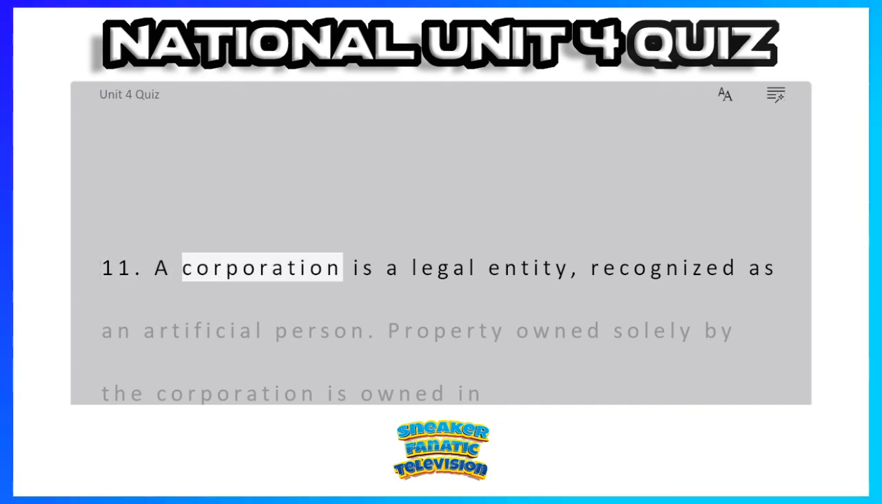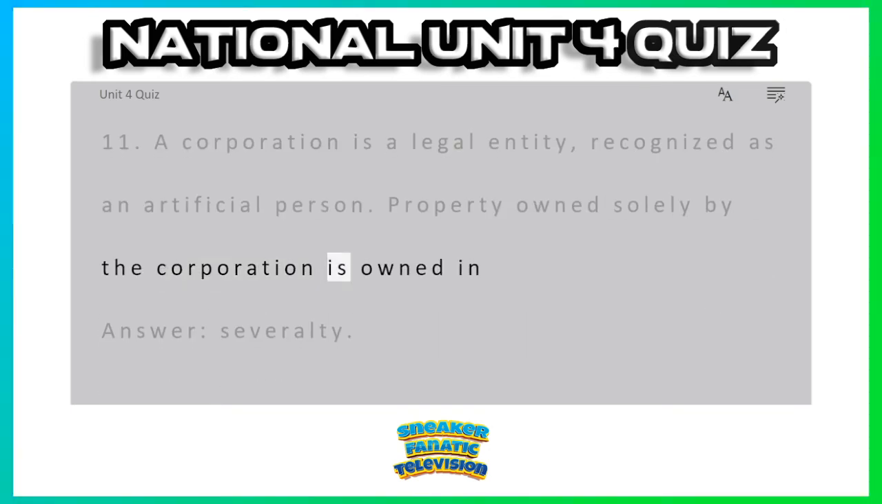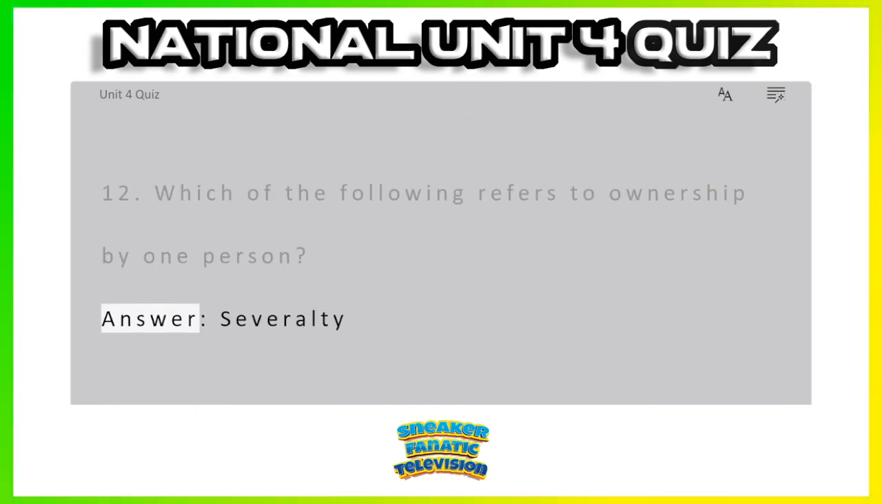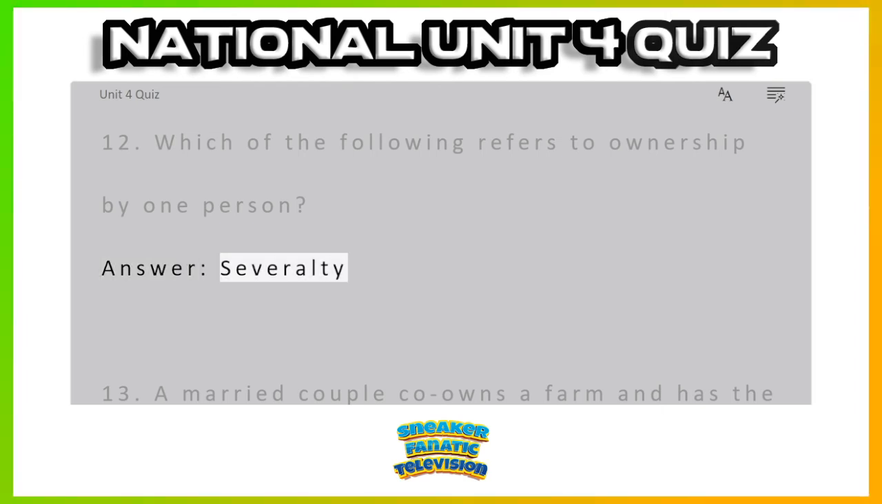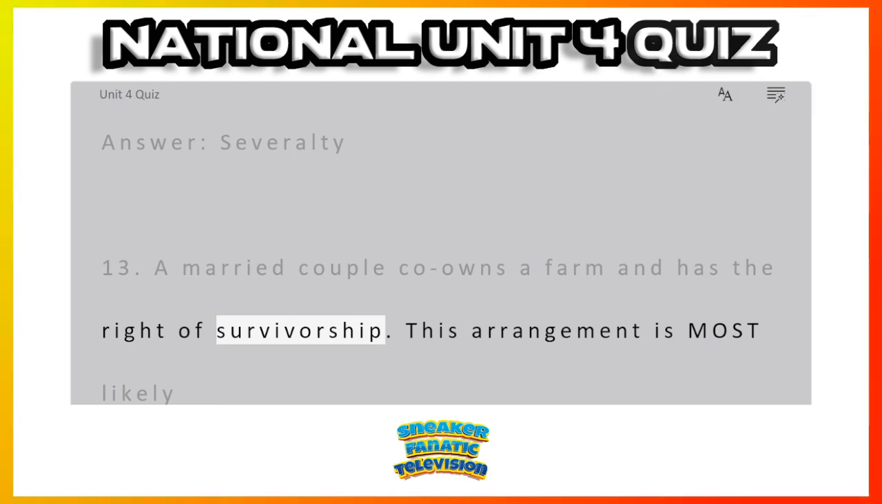11. A corporation is a legal entity, recognized as an artificial person. Property owned solely by the corporation is owned in. Answer: severalty. 12. Which of the following refers to ownership by one person? Answer: severalty. 13. A married couple co-owns a farm and has the right of survivorship.